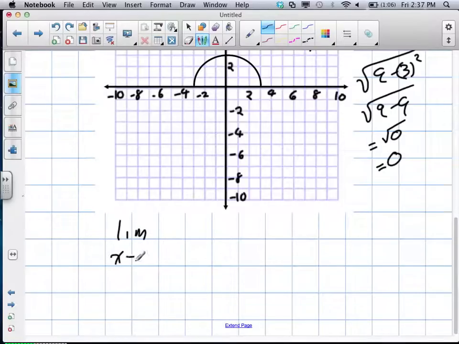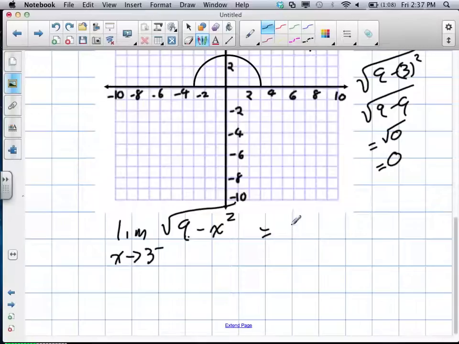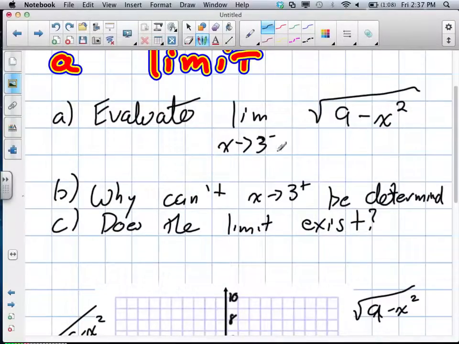So when we approach 3 from the left, the limit of the root of 9 minus x squared is equal to 0. We're essentially hitting the number 0, and we plugged it in algebraically. We still got the number 0. Now, the second part of this question. We're able to find it approaching from the left.